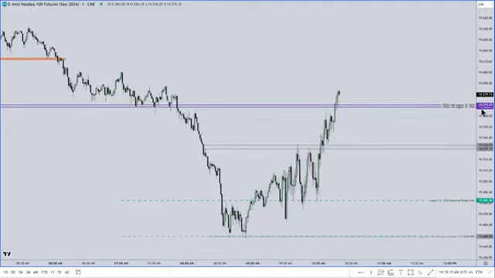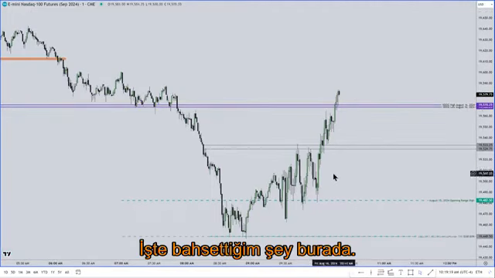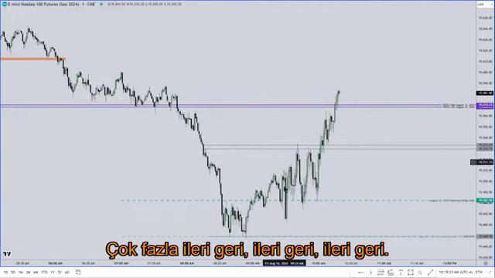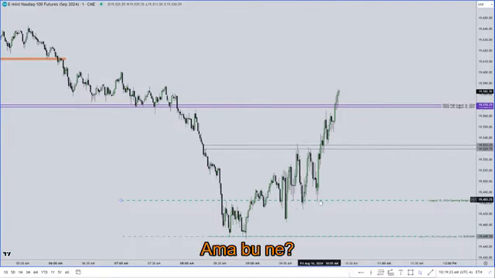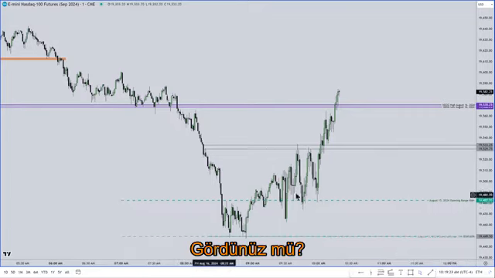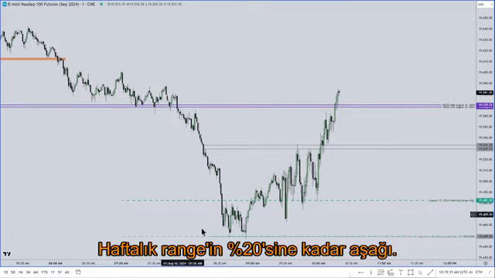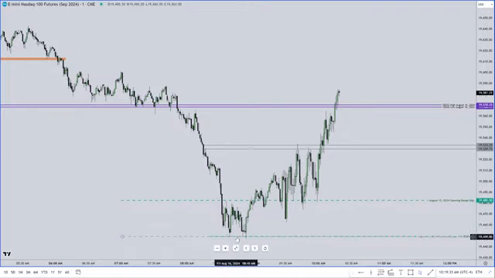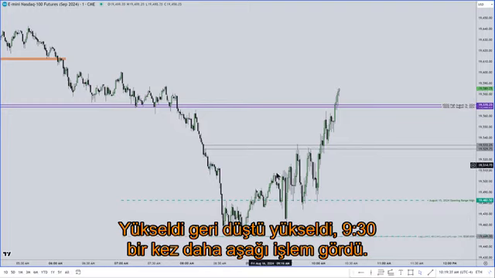So here we have what I was referring to. It's a lot of back and forth, back and forth, back and forth. But what is it working off of? The previous opening range high. See that? Down into 20% of the weekly range. Rallied. Came back down in. Rallied at 9:30. Trades back down in.